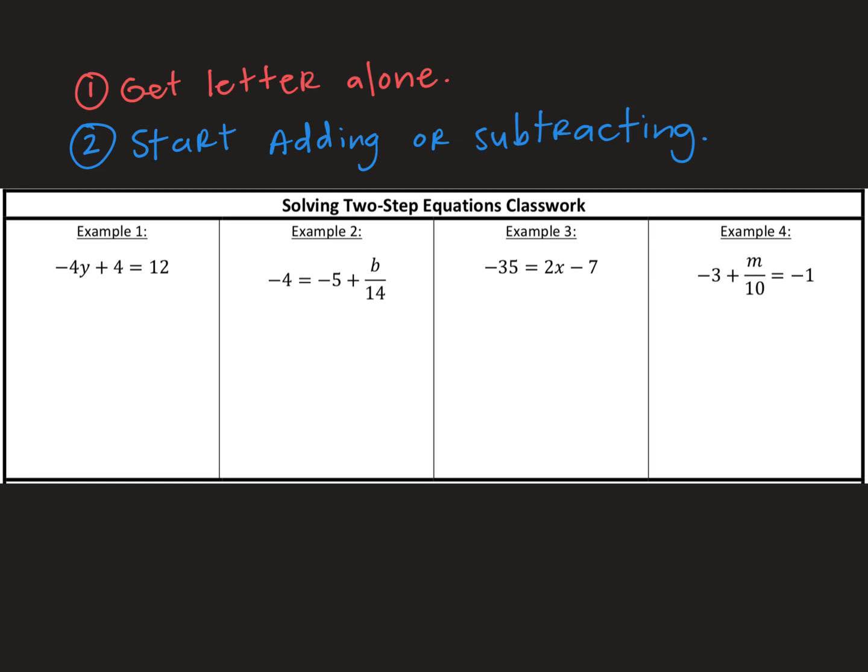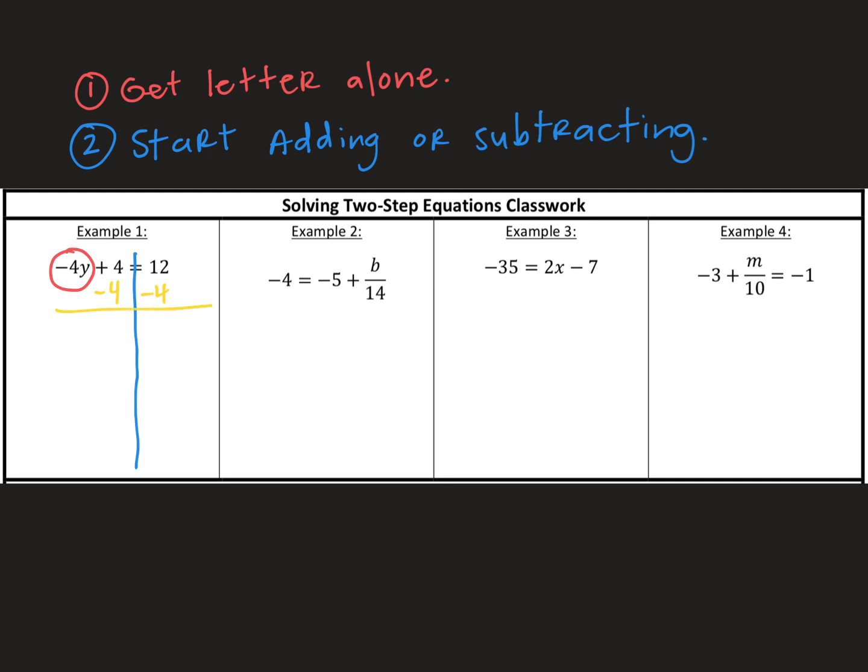Example 1, negative 4y plus 4 equals 12. The first thing I want you to do is draw a line all the way down that goes through that equals sign. Now anything I do on the left side of that line, I'm also going to do on the right. And I'm also going to circle my variable, so negative 4y. We want to start by getting that alone, so I have to move the thing that's next to it that isn't circled, so plus 4. Again, just like in our last video, the opposite of adding is subtracting, so to move my plus 4, I'm going to subtract 4 from both sides.